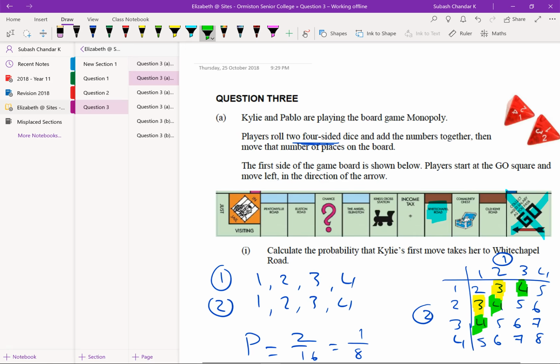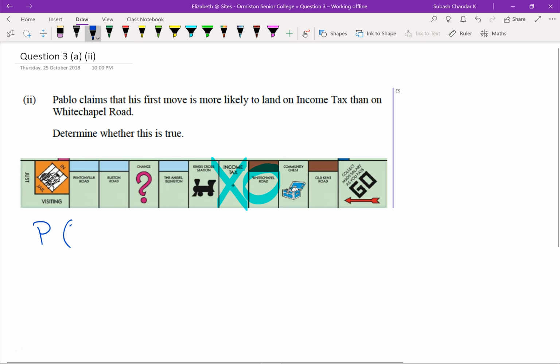The probability of getting a 3 was 2 out of 8. No, 2 out of 16. I'm trying to simplify half of it in my head. Probability of a 4 was 3 out of 16. And so because this is larger, the probability is larger.